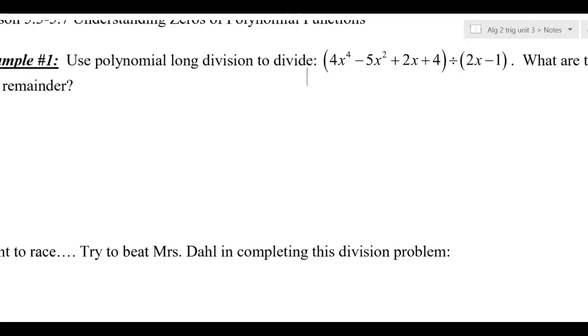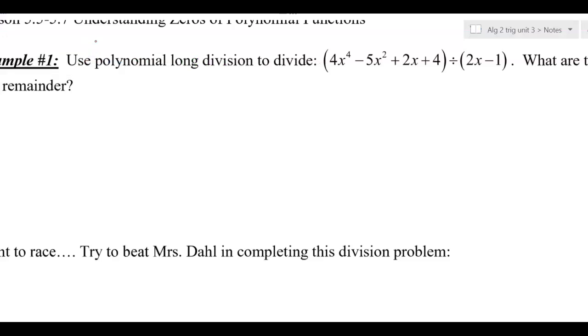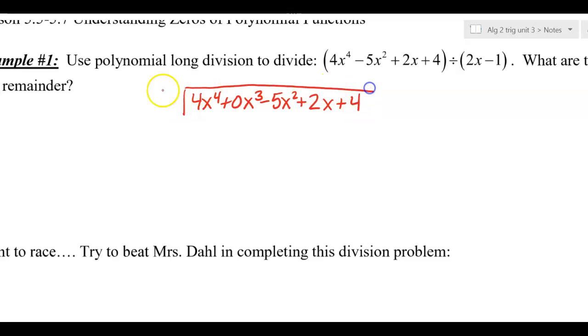So when we set up the division problem, we're actually going to write it how you've written it before. We're going to set it up like the 4x to the fourth thing divided by the 2x minus 1. But I'm going to put in a 0x to the third. We call this a placeholder. If you don't put that in, you would be combining terms together that don't have the same degree. So you'd be trying to add together terms that are not like terms.